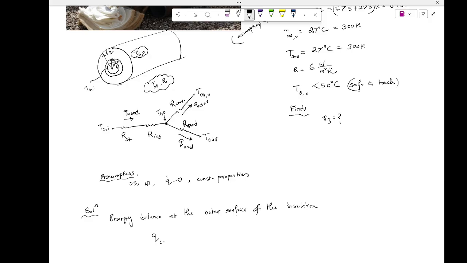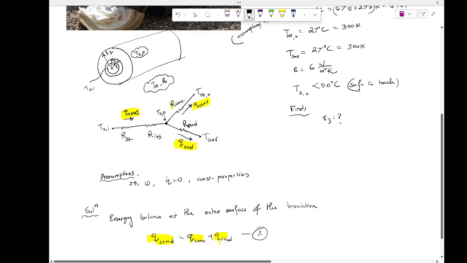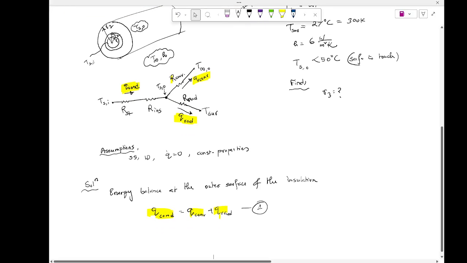So you have this Q conduction, let me try to highlight that. This is my Q conduction equal to Q convection plus Q radiation, right? So this is my equation number 1. I'm trying to do some color coding so you can match. Okay, now can I rewrite this?